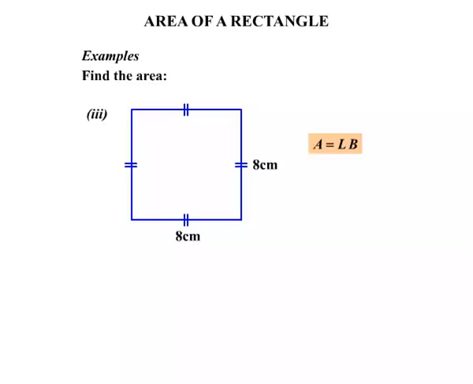So area equals length times breadth, 8 for the length, 8 for the breadth. So we write equals 8 times 8. And 8 times 8 equals 64. Again, don't forget the units. This time centimetres, so we'd write square centimetres.